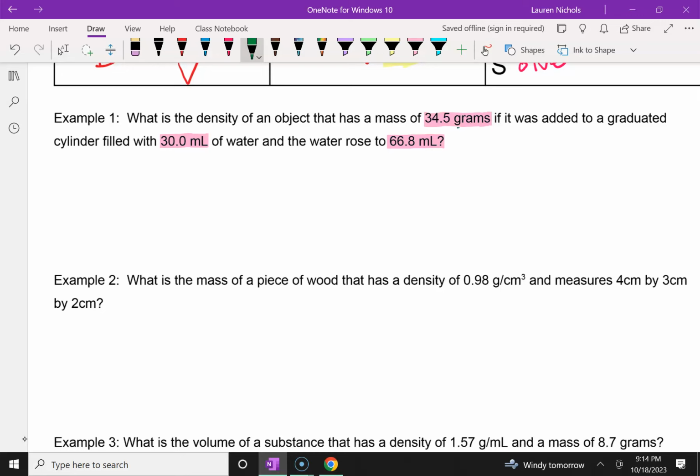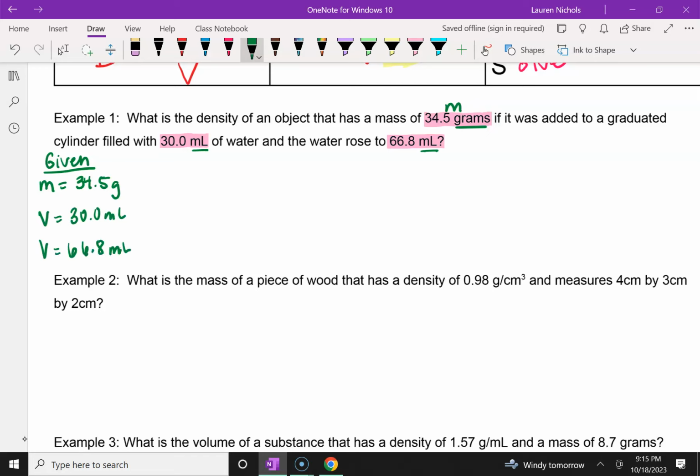So for example, because I see grams, I know that this is mass. So I'm going to write down my givens, or the things that are in the problem. Remember, we're going to follow the GUESS method. So I know that my mass is 34.5 grams. Now, because I see milliliters here, I know that there are 2 volumes. The first volume is 30 milliliters, and the second volume is 66.8 milliliters.